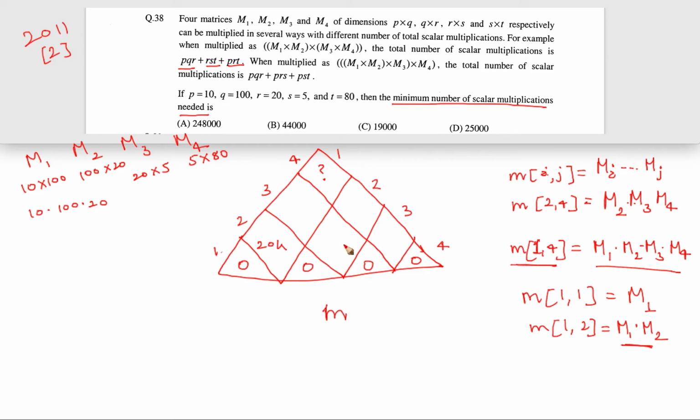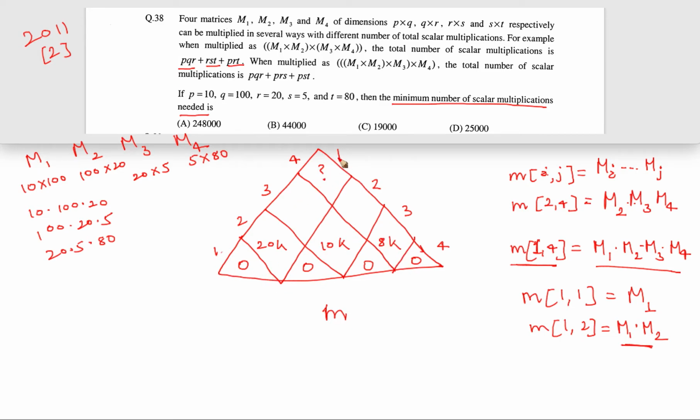Now let's come back to this cell, 2 comma 3. You can clearly understand that it is going to be M2 into M3, so it is going to be 100 into 20 into 5. So it is going to be 10,000. Now 3 comma 4 is going to be 20 into 5 into 80, and that's why it is going to be 8,000. Okay, now we have solved this layer.